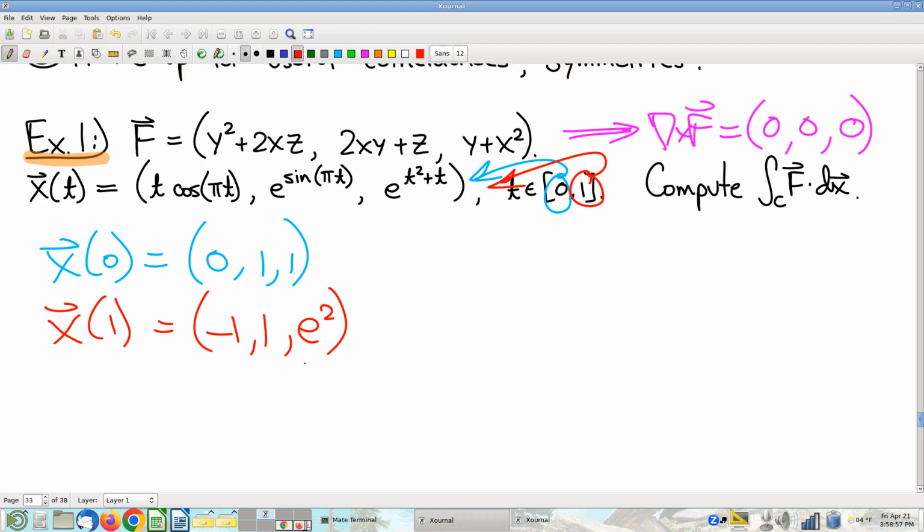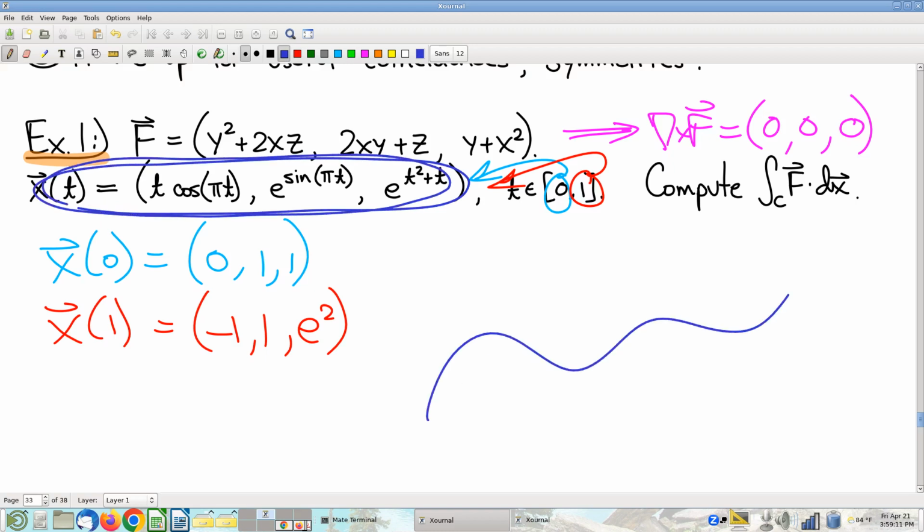Well, sadly, what this is telling me is that this curve here, I'm deciding on colors. This curve right here, kind of like that, right? It starts at one point, it ends at a different point. And, well, that means it's not a closed curve. That means it couldn't possibly be a boundary. Right? Does that make sense?